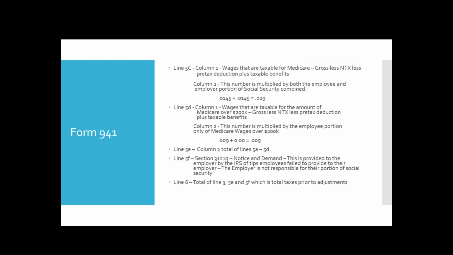Line 5C, column 1, reports wages that are taxable for Medicare, repeating the same gross less non-taxable wages, less pre-tax deductions, plus taxable benefits calculation. A factor of 0.29 is applied to the wages in column 1, and that represents the 1.45% tax for the employee plus the matching 1.45% for the employer, and the tax amount is reported in column 2.